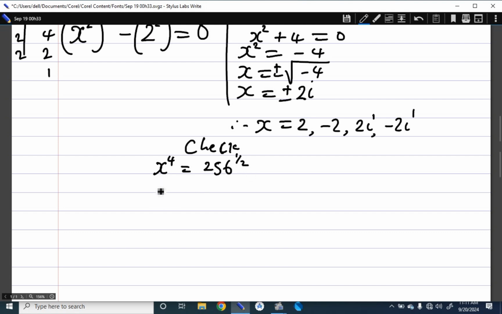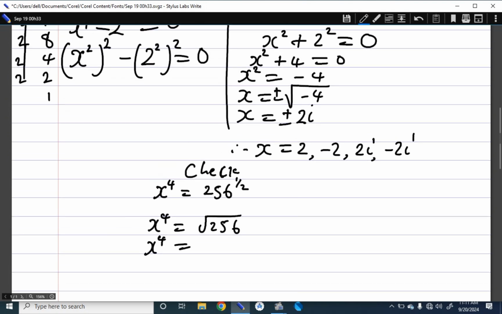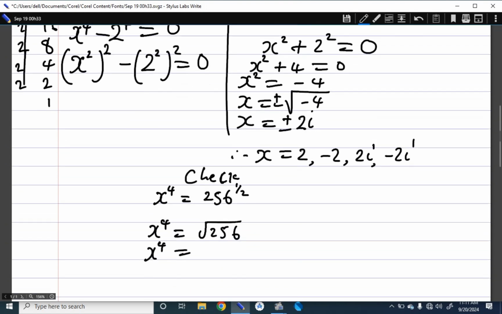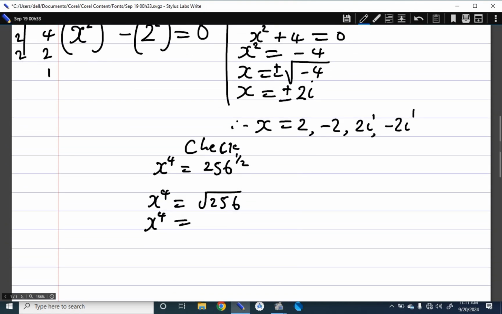Okay, so this is the same as saying x raised to power 4 is equal to the square root of 256, because raised to power half means square root. So x raised to power 4 is equal to, now the square root of this will give us 16. 2 raised to power 4: 2 times 2 times 2 times 2, 2 times 2 is 4, 4 times 2 is 8, 8 times 2 is 16. So I'm having 16 here.